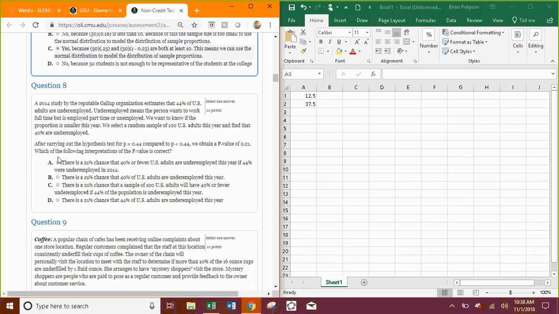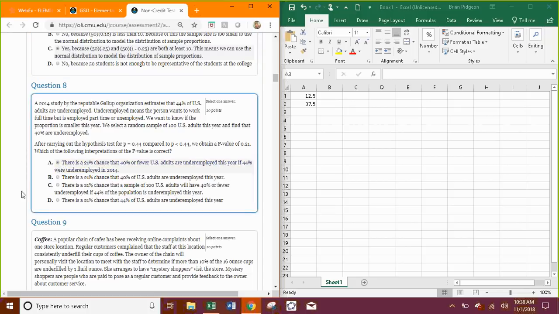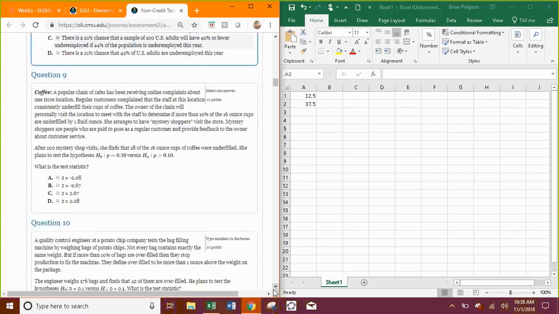So remember, we're interpreting the p-value. We assume when we do these hypothesis tests that the null hypothesis value is true. We assume that the true proportion is 0.44. So we would say there is a 21% chance that 40% or fewer are underemployed this year if 44% were underemployed in 2014. That seems right. There's a 21% chance that a sample of 100 U.S. adults will have 40% or fewer underemployed if the null hypothesis is true.